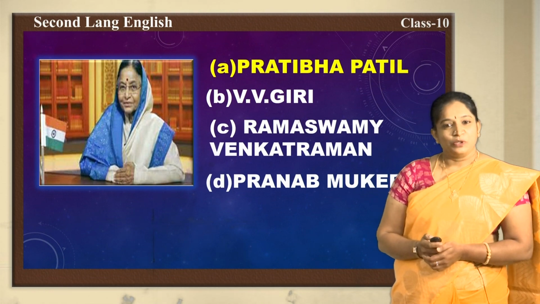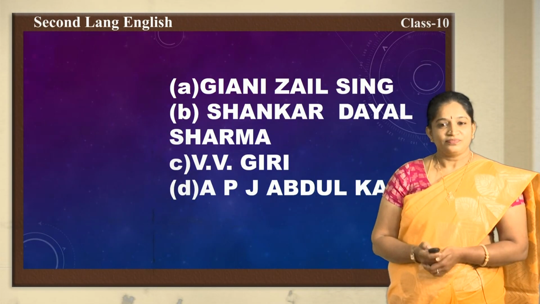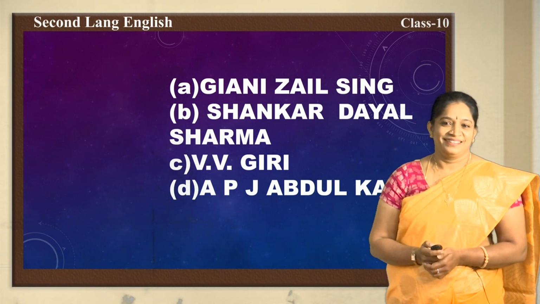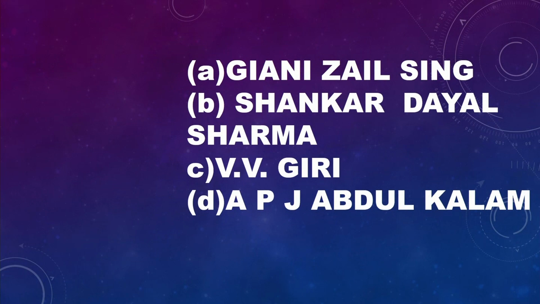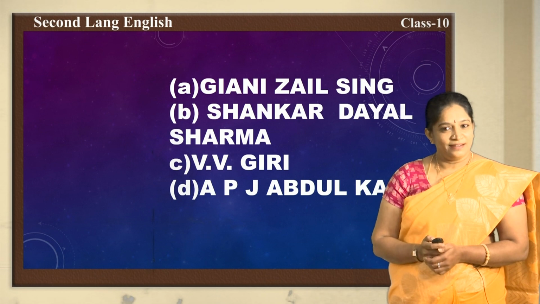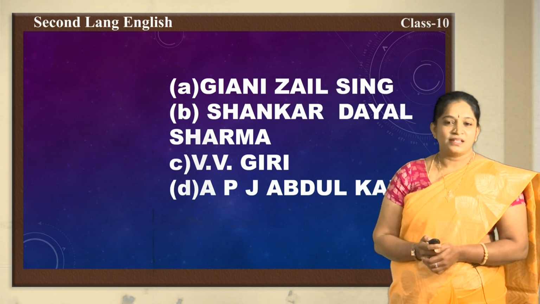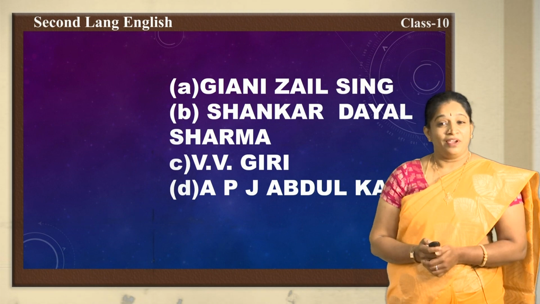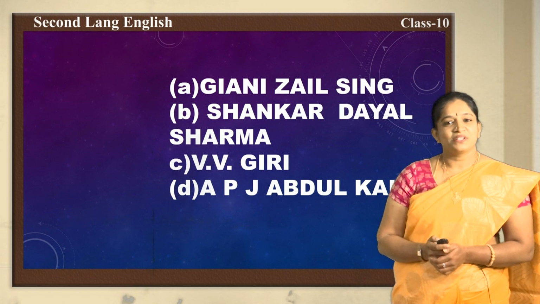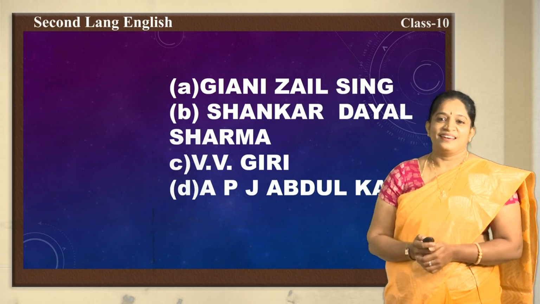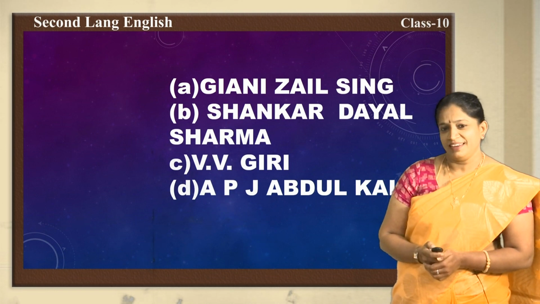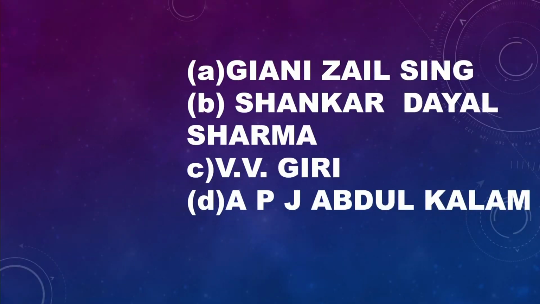Good. We shall go to the next slide, children, now. Here I am giving you first only the options, because you are all very brilliant, and with the options, you have to read all the names of the persons, because I want you to know where our quiz questions are running around. Okay. So, shall we read the options now? Option A, Gyani Zail Singh. Option B, Shankar Dayal Sharma. Option C, V.V. Giri. Option D, APJ Abdul Kalam.